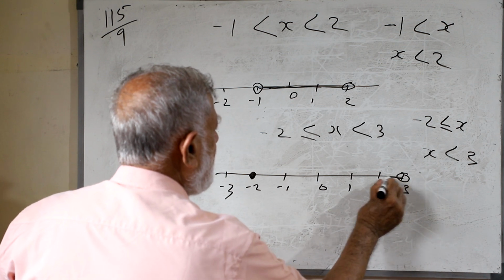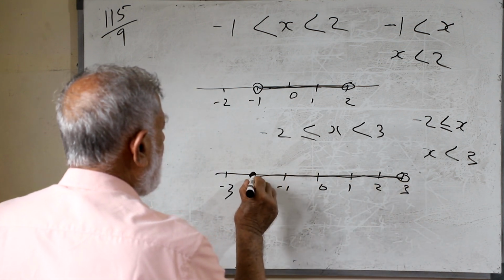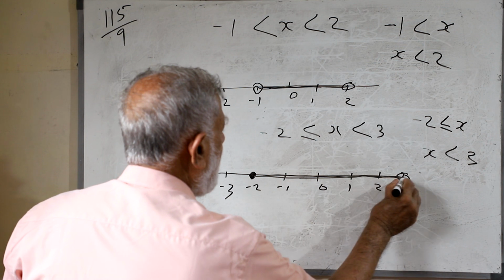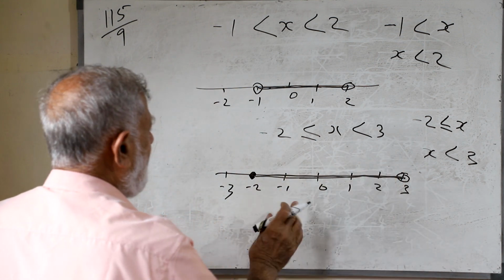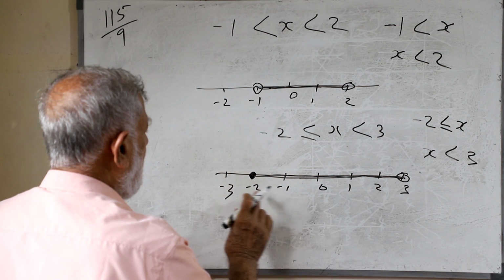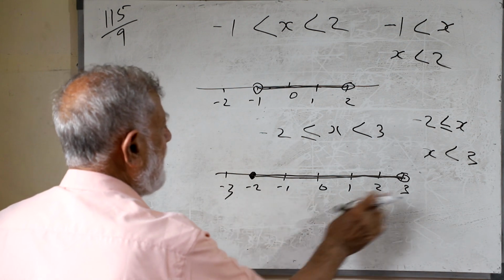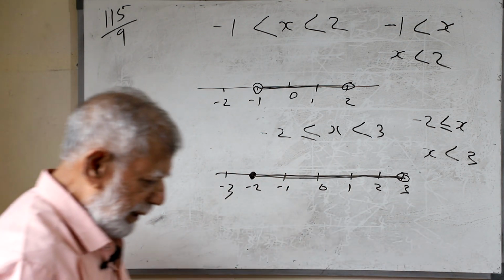So, this is the inequality section. x is greater than or equal to -2 and less than 3. So, the values will be -2, -1, 0, 1, 2. Look at the next one.